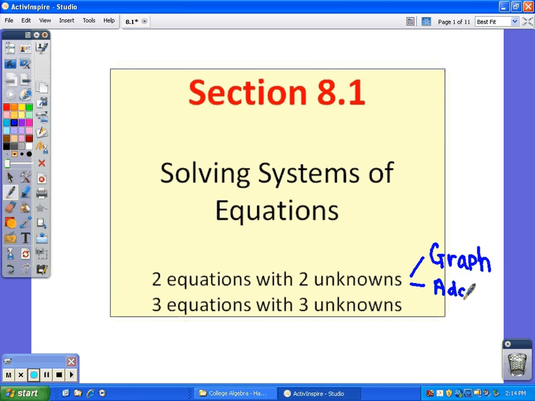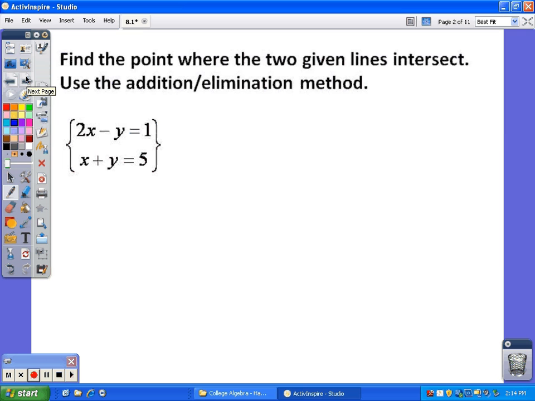You've got the addition method. Some people call it the elimination method. And then you also have the substitution method. We'll be concentrating on those two methods since they are way more reliable than the graphing method. So if you'll look at this system of equations, you've got two equations with two unknowns, and let's work this using the addition or the elimination method.